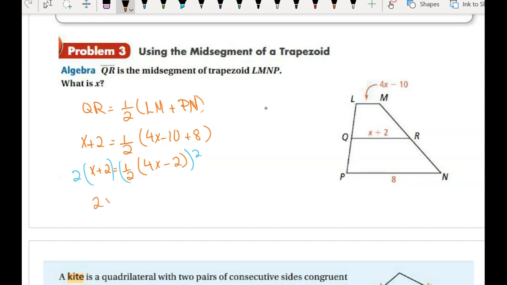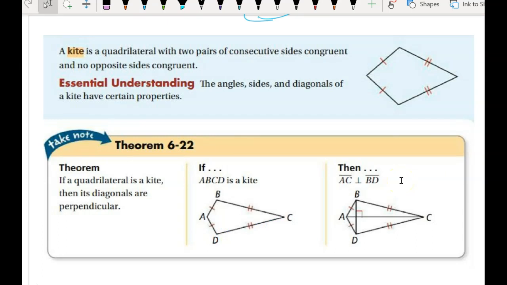So now I have 2x plus 4 is equal to 4x minus 2, because these 2's cancel out. Minus 2x, plus 2. So now I have 6 is equal to 2x. Divide both sides by 2, so x is equal to 3. Okay, we're in the home stretch, I promise.